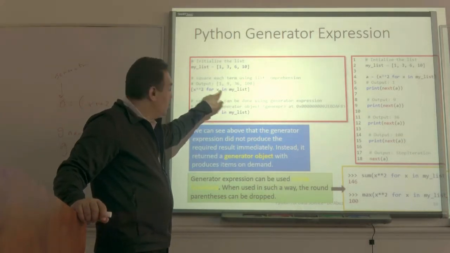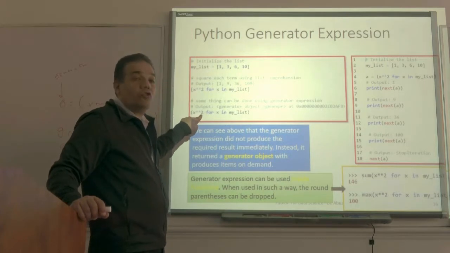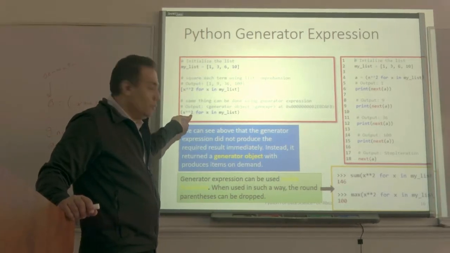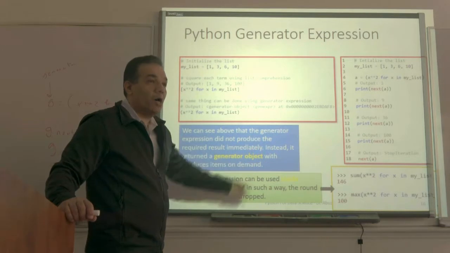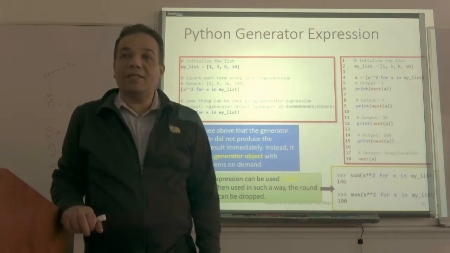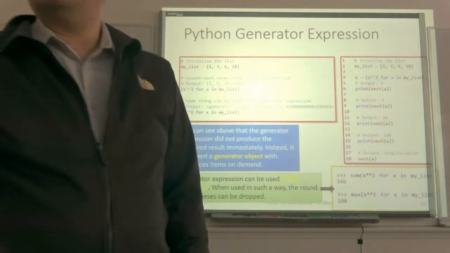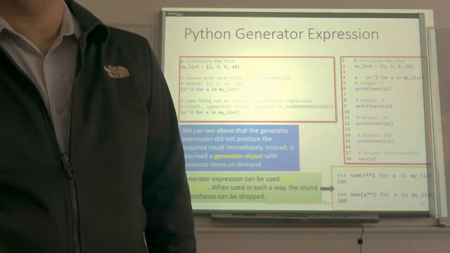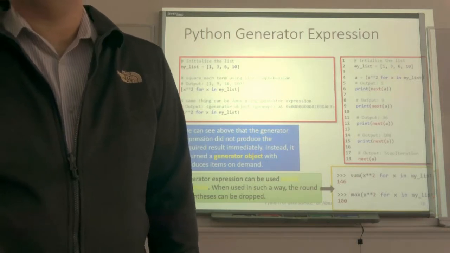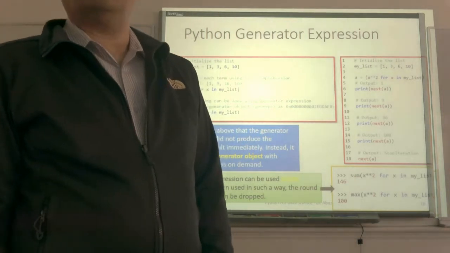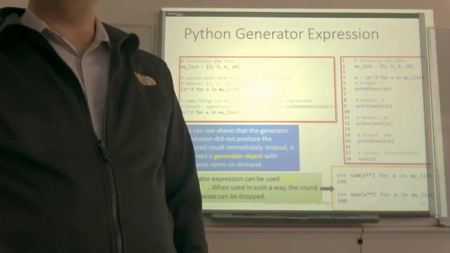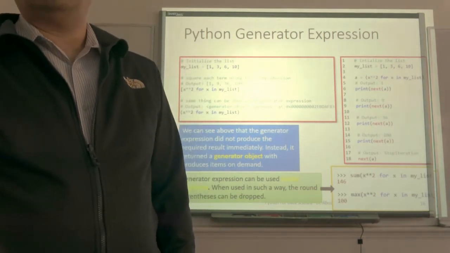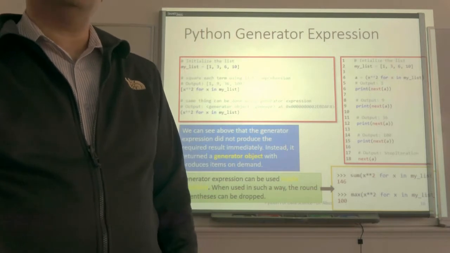So for the list comprehension, the output will be a list. For the generator expression, the output will be a generator object. To be able to read the data, I have to do what? Next. Yes. So when we execute g equals x to the power 2, is the list created when we execute that statement or when we execute g.next? It will be created at g.next. And that's one of the advantages of generators.